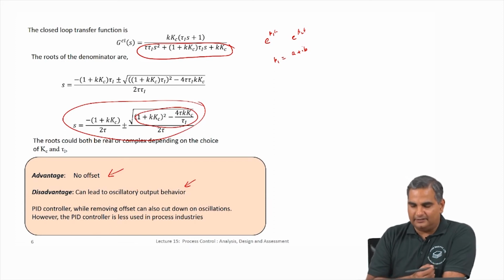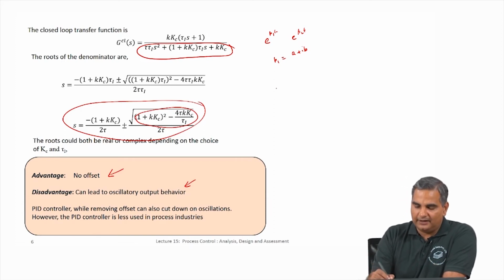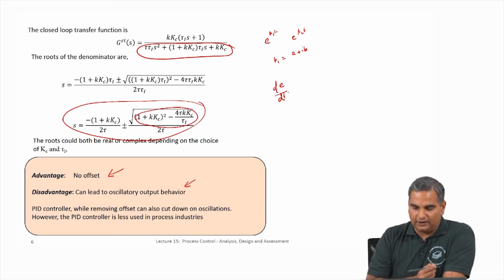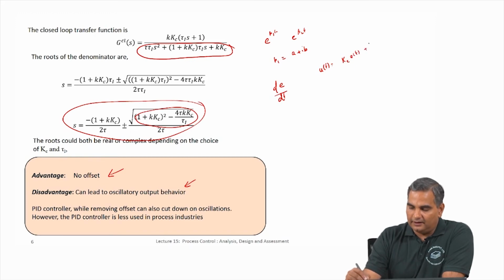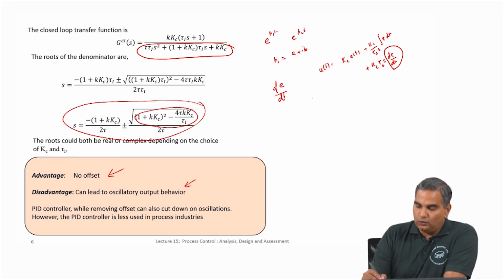The reason is that whenever you take a derivative, which is dE by dt, which is what the D portion of the controller requires. Remember, we said u of t is Kc e(t), plus Kc over tau I integral of e dt, plus Kc tau D dE/dt. So, this is the form. For the derivative action you need dE/dt, and you know E is basically y set point minus y.